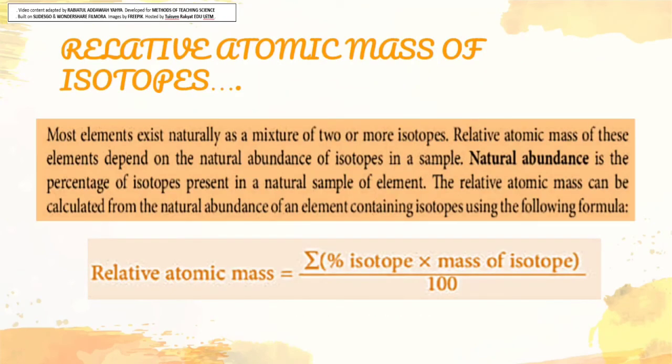For relative atomic mass of isotopes, most elements exist naturally as a mixture of 2 or more isotopes. Relative atomic mass of this element depends on the natural abundance of isotopes in a sample. Natural abundance is the percentage of isotopes present in a natural sample of an element. The relative atomic mass can be calculated from the natural abundance of an element containing isotopes using the following formula.